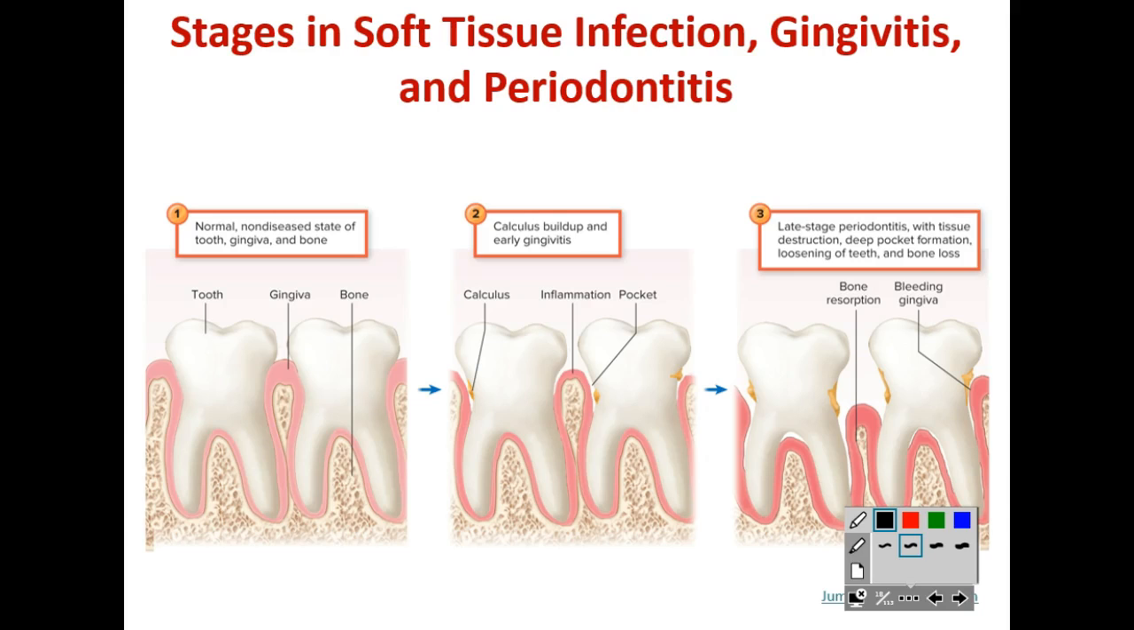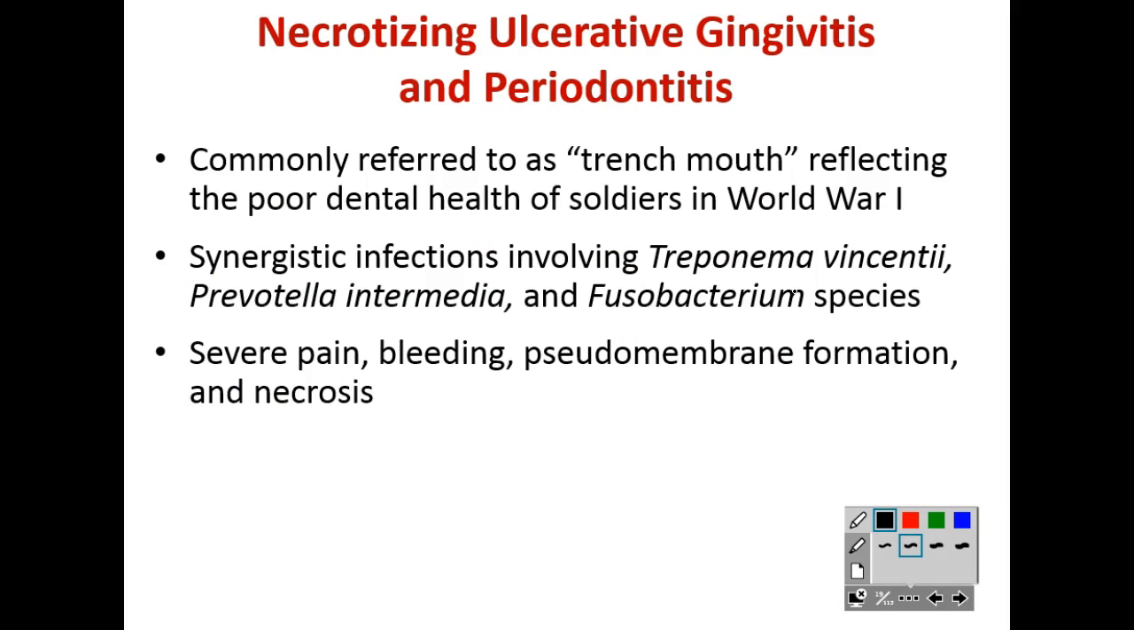Normal non-disease state of both gingiva and bone. Then we have a calculus buildup and early gingivitis. Then we have late stage periodontitis with tissue destruction, deep pocket formation, loosening of teeth, and bone loss.